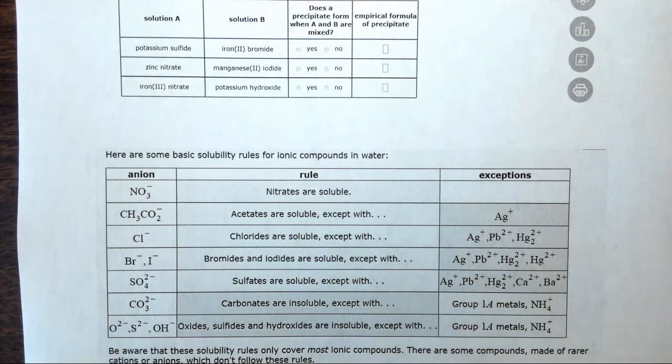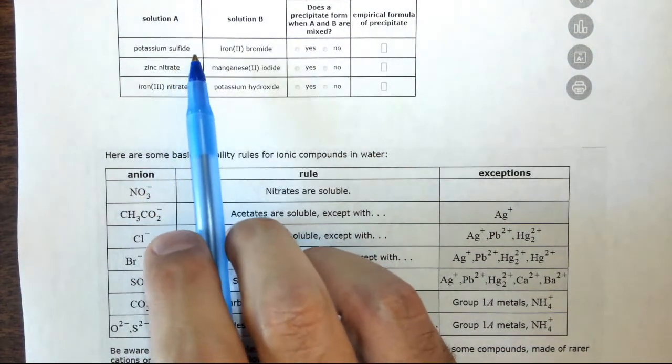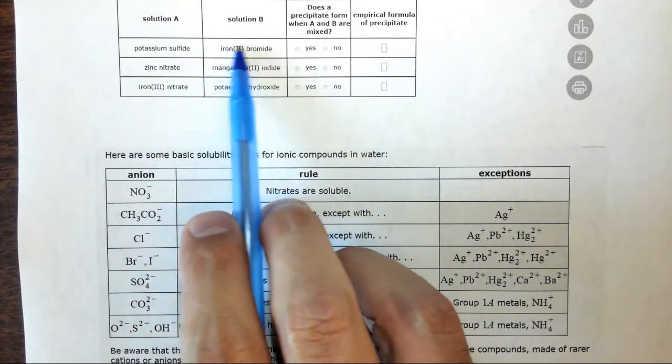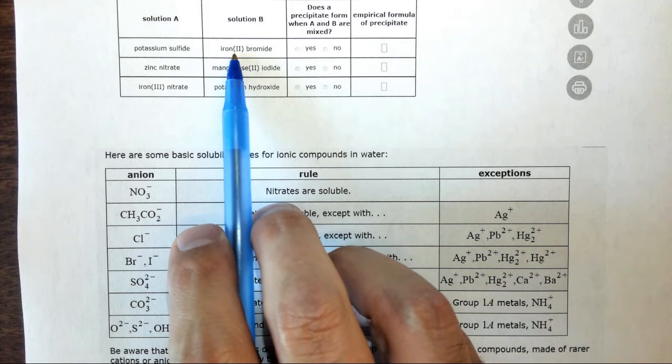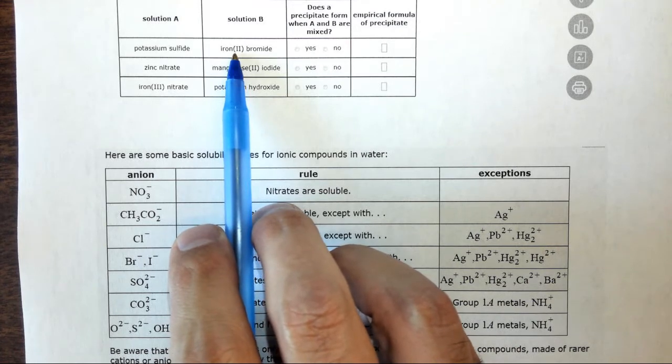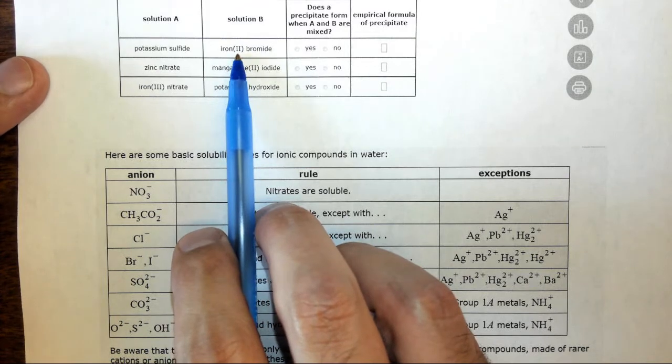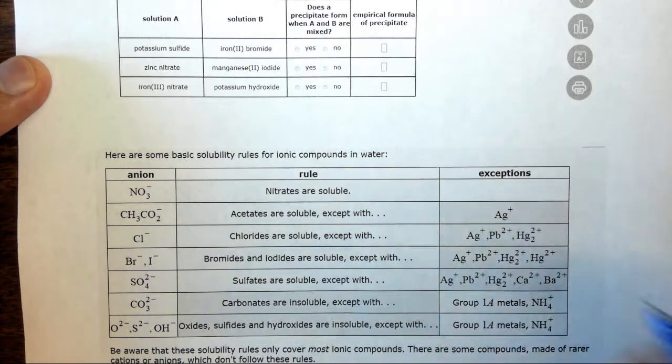In this question, we're asked to predict the solubility of solutions with this compound in solution A and this compound in solution B, and we mix them together. Will we form a precipitate? And if so, what will be the formula of that precipitate? So let's go ahead and do that.